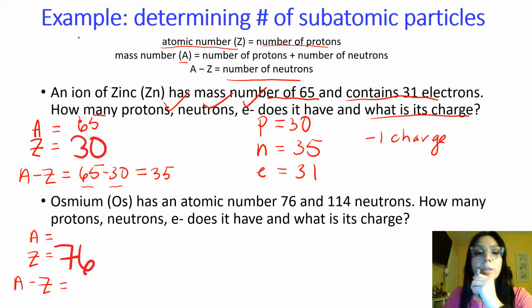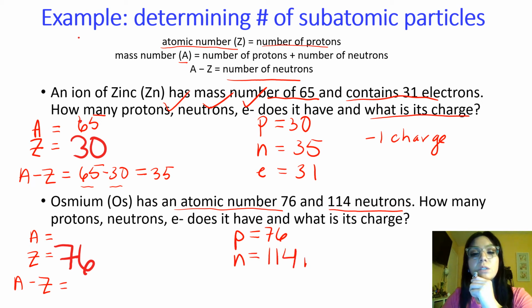Next, we're looking at osmium. So I went to the periodic table and I looked at what the atomic number for osmium was, and I wrote it down right here, which is 76. And it actually told me, so I didn't have to go to the periodic table, but the problem also tells me I have 114 neutrons. So we know that we have 76 protons because the atomic number is 76, and the problem told us we have 114 neutrons. And then what we need to figure out is how many electrons it has.